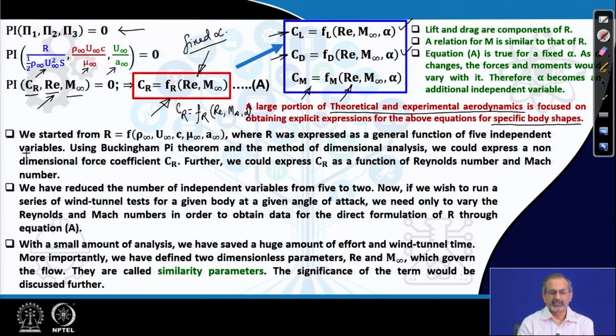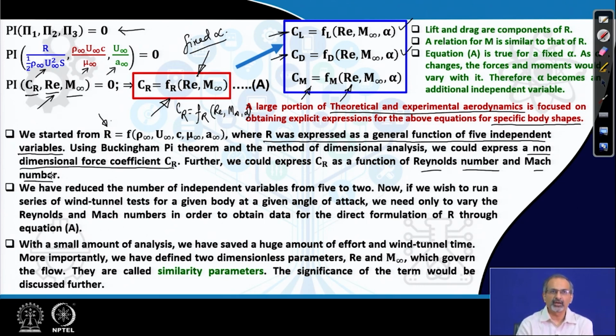What have we achieved? We started from here, and R at that point was expressed as a general function of 5 independent variables. When we applied the steps of the Buckingham pi theorem for the dimensional analysis, we expressed a non-dimensional force coefficient CR, that was through the pi 1. Further, we could express that CR is a function of Reynolds number and Mach number. So, we have reduced the number of independent variables from 5 to 2 basically.